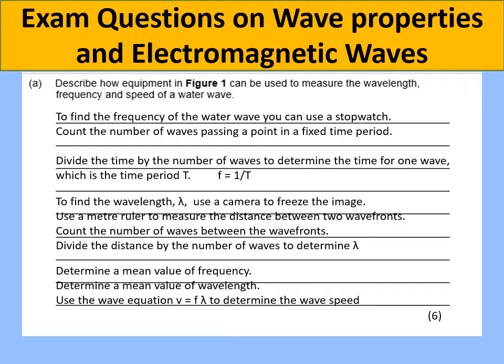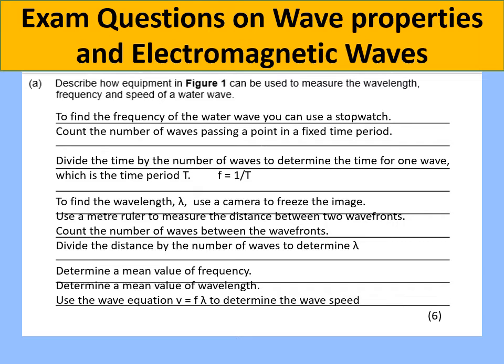Count the number of waves between the wavefronts, maybe 10, then divide the distance that you've measured by the number of waves, and that gives you the value of lambda, the wavelength, because these shadows, or these wavefronts that are created, will be perhaps the crest of a wave, so crest to crest. So that gives you the wavelength.